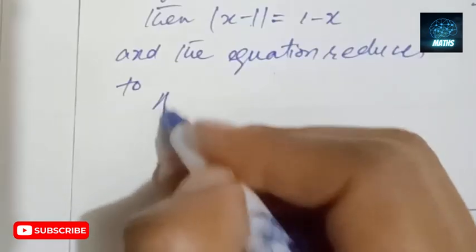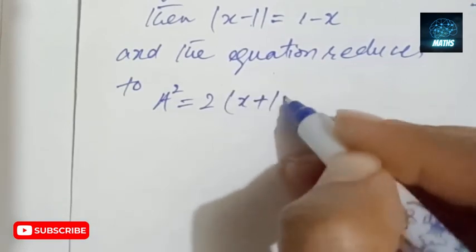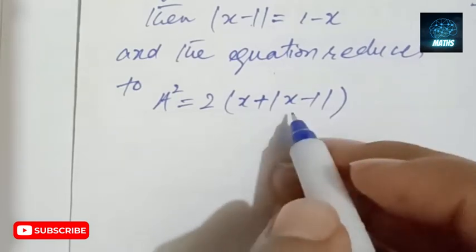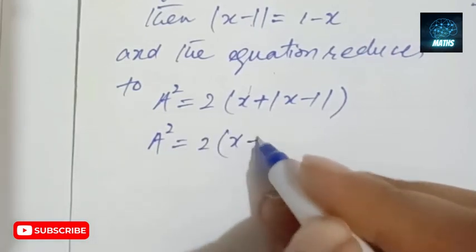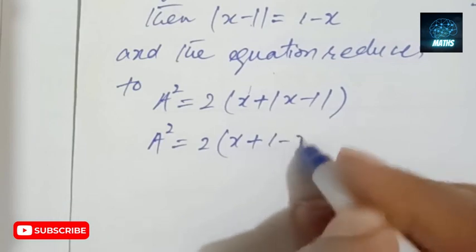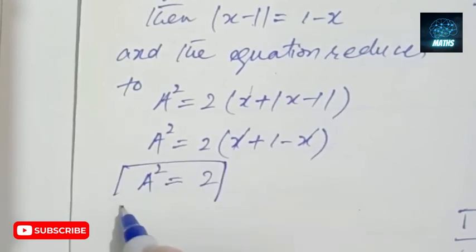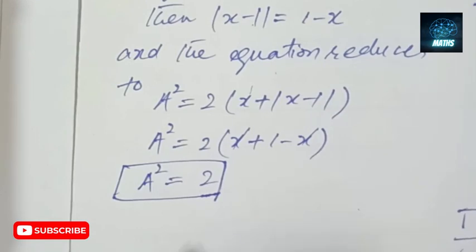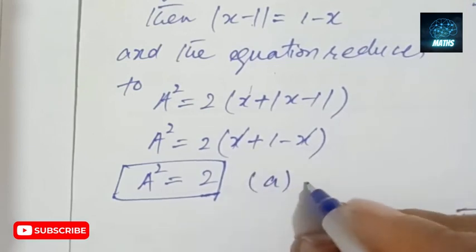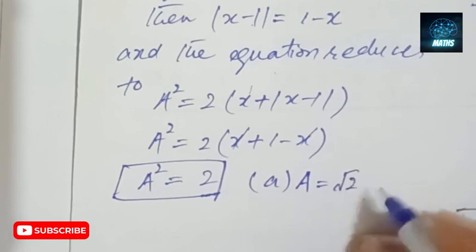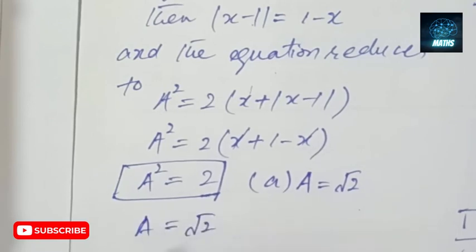what was our main equation? a square is equal to 2 times x plus |x minus 1|. So this equation will be reduced in this case as a square is equal to 2x plus, I'm going to replace this with 1 minus x here. This reduces to a square is equal to 2. So the first case that is given in the question, that is part a, which is the value of a is equal to square root 2. So here this is precisely the same as part 1, a is equal to square root 2.